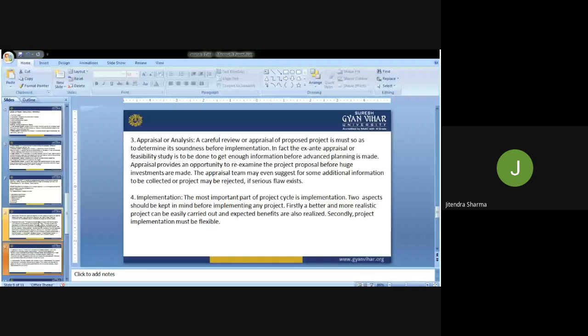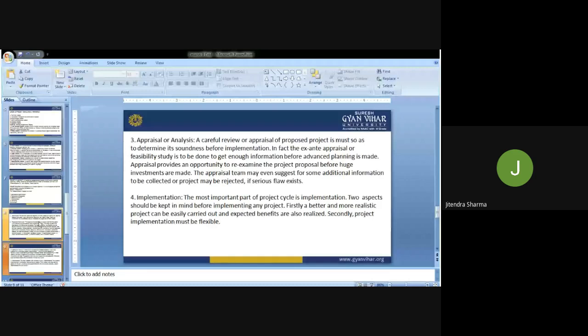The team may even suggest that some additional information be collected, or the project may be rejected if serious flaws exist. If there is a serious flaw in the project, then the review committee, which includes technocrats and those assessing the prospects of the project, may straight away reject the project, or they may impose conditions on the planners: if you want to implement this project, then there are a few activities you have to follow strictly.